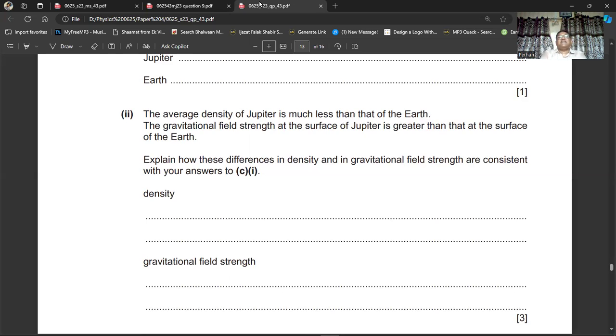Why is Jupiter's density less than that of the Earth? The reason is that Jupiter is basically made up of gases, and it's a gaseous planet, and its volume is huge. So that's why its density is less than that of the Earth. The Earth is made up of rocks, and its volume is small, so its density is higher. And the gravitational field strength depends upon the mass of the body.